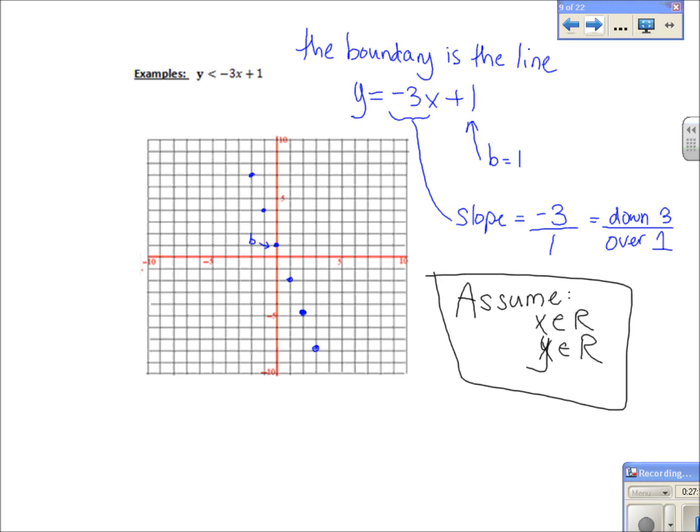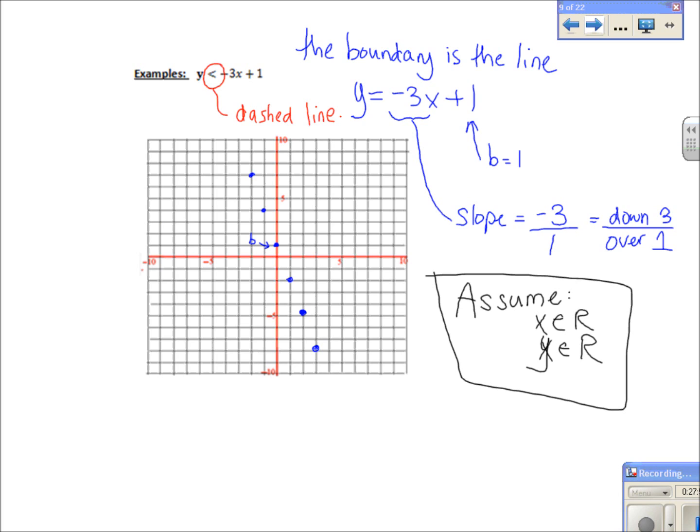The other thing I need to ask myself before I draw the line is, do I use a solid or a dashed line? So I go back to my inequality, and I see that this is a strict inequality. I'm going to use a dashed line because there's no possibility of y being equal to negative 3x plus 1. So the possible values of y will not fall on the boundary line. I cannot use a solid line, because that indicates that a value for y could be right on the boundary line, and that's not true. So I'm going to use a dashed line.